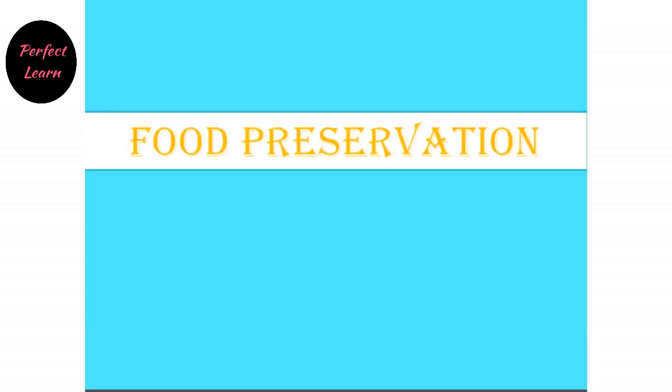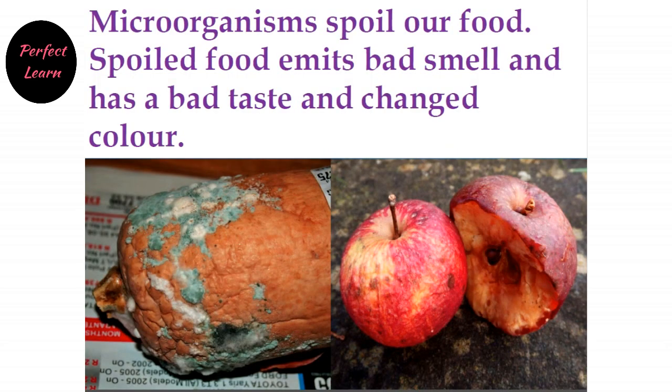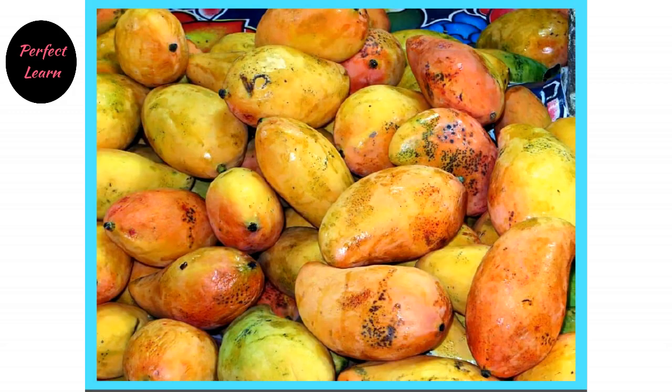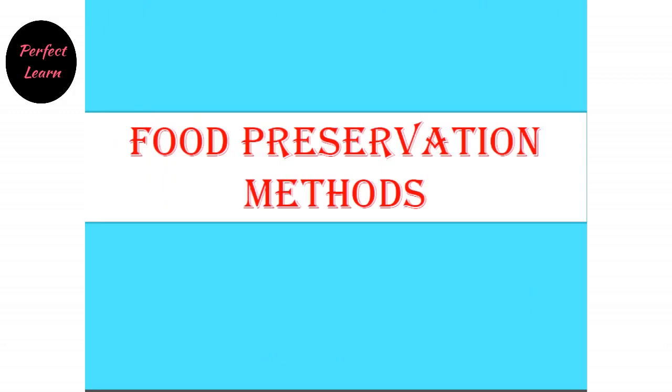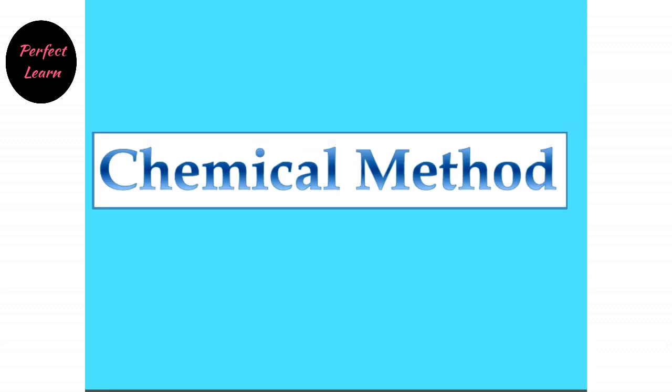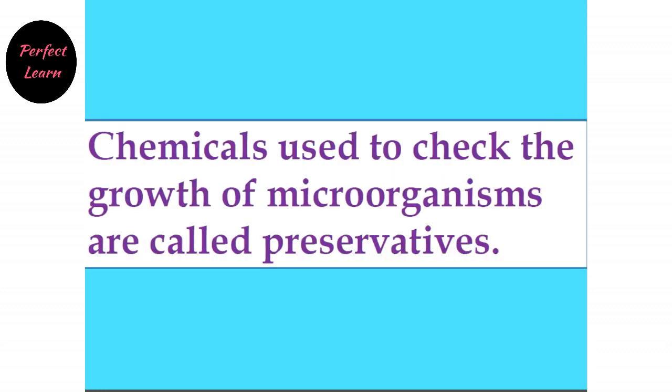Food preservation. Microorganisms spoil our food. Spoiled food emits bad smell and has a bad taste and changed color. Food preservation methods. Chemical method. Chemicals used to check the growth of microorganisms are called preservatives.